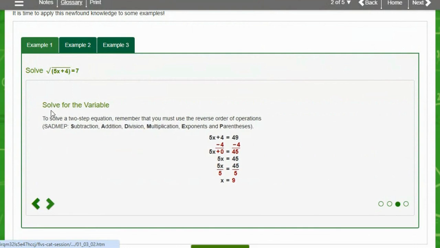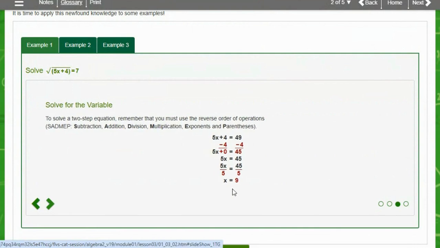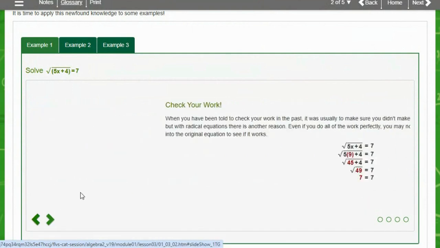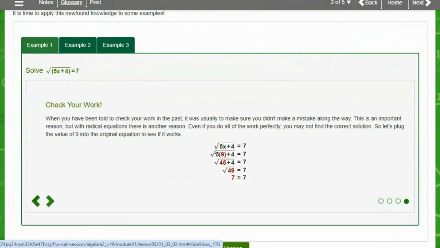Now we solve for the variable. We get x equals 9. And then check your work. We substitute it back and find 7 equals 7. So that one wasn't too bad.